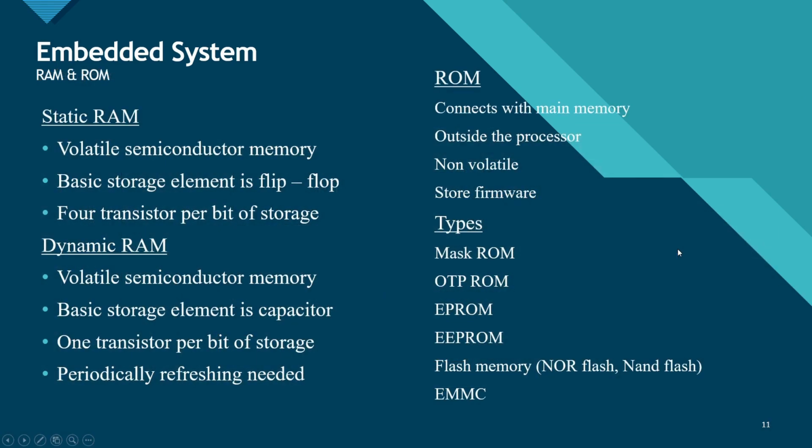Embedded system, RAM and ROM. There are two types of RAM available, static RAM and dynamic RAM. Static RAM: volatile semiconductor memory, basic storage element is flip-flop, 4 transistors per bit of storage. Dynamic RAM: volatile semiconductor memory, basic storage element is capacitor, 1 transistor per bit of storage, periodic refreshing needed. Now the ROM. ROM is the storage element where it stores the firmware or the instructions given by the user. It connects with the main memory, lies outside the processor and is non-volatile. Types of ROMs are mask ROM, OTP ROM, EPROM, EEPROM, flash memory, and so on.